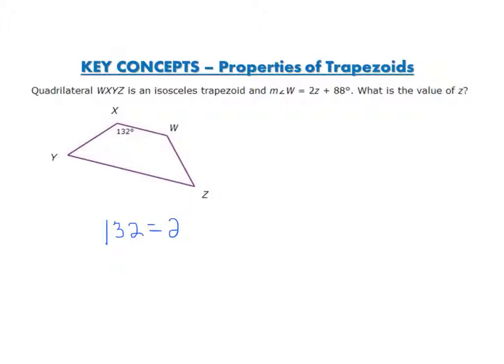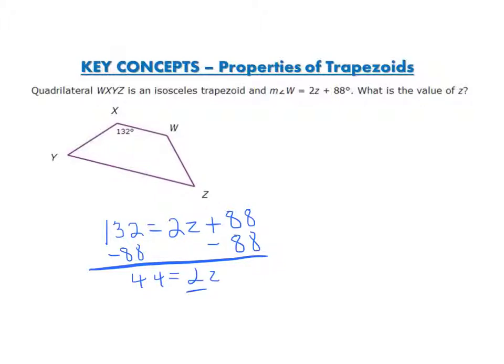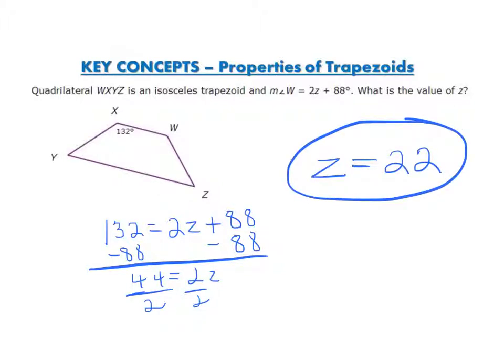132 equals 2Z plus 88. I subtract 88 from both sides, and I get 2Z equals 44. When I divide both sides by 2, I get Z equals 22. So the value of Z is 22. And if I replace 22 in for Z, 2 times 22 is 44, and 44 plus 88 is 132, which makes it congruent to angle X.